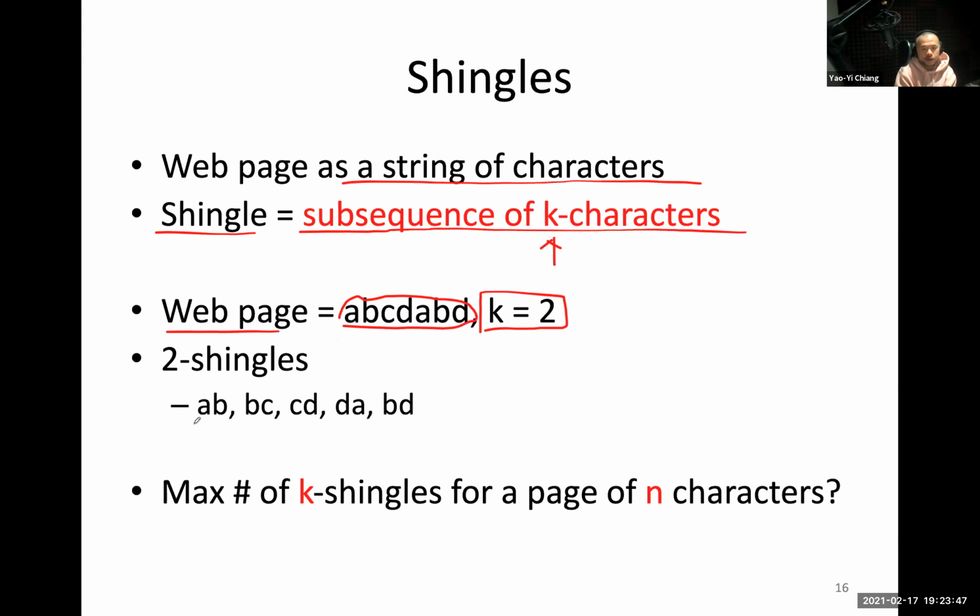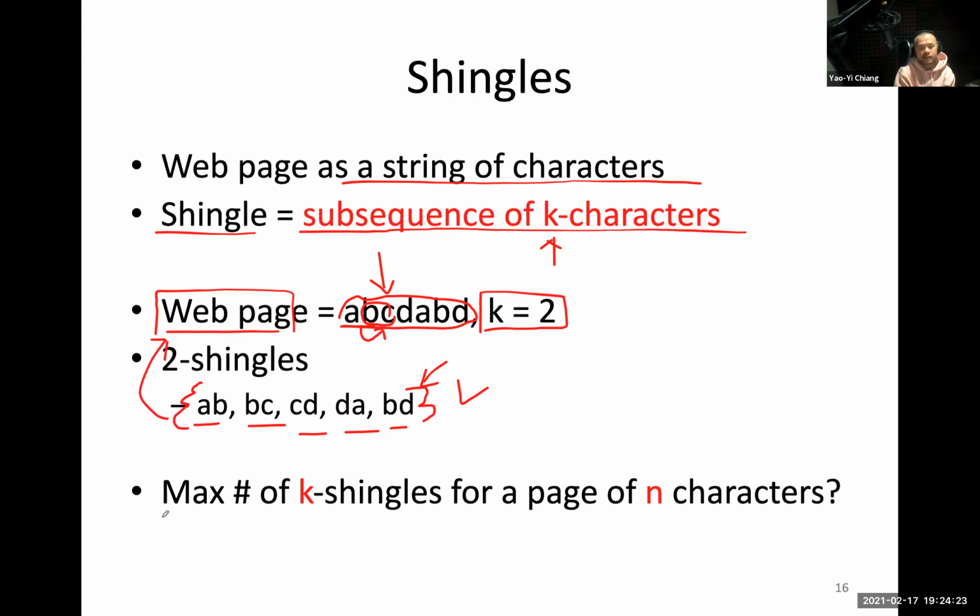take this string and you take AB, and then you move one character, you take BC, you move one character, you take CD, DA, and BD, and you're done. What does it mean then? Well, this means your web page, instead of being one large string, is now a set of items or shingles that can be used to represent this web page, right? This becomes its feature set.